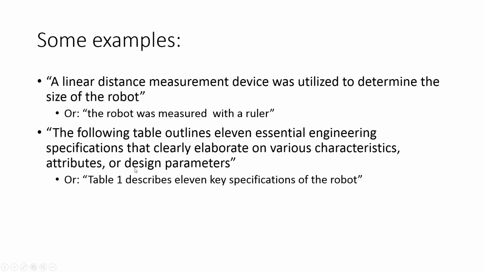Finally, this word or is very problematic. This table elaborates on characteristics, attributes, or design parameters. Well, which one is it? Did you mean and, so all three are there? Did you mean one or the other? Be clear and be specific.